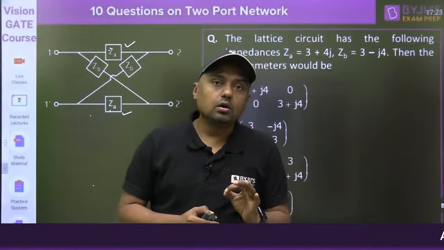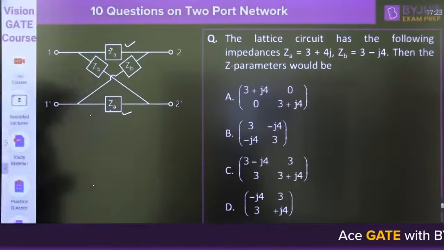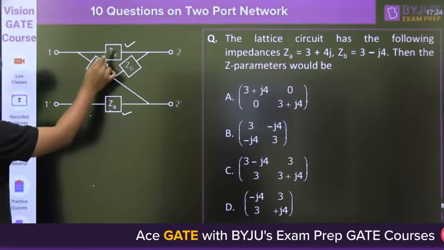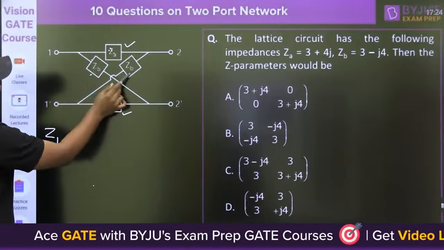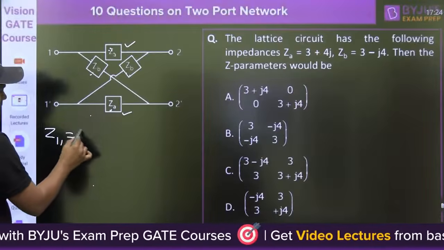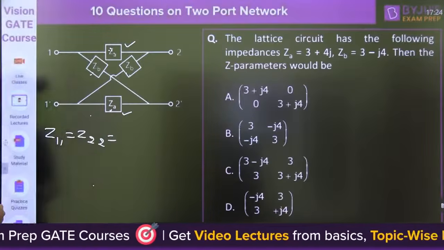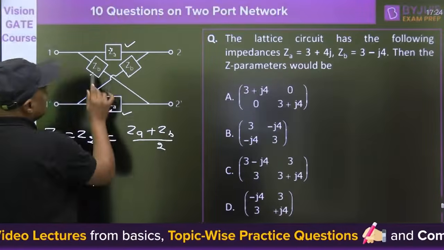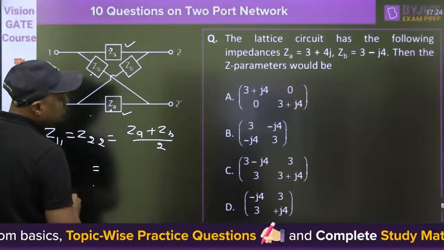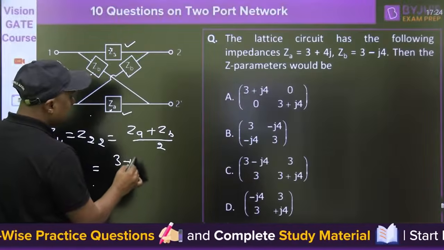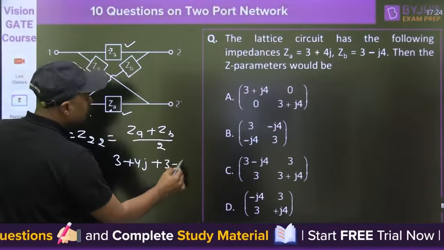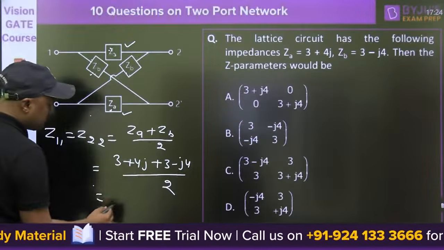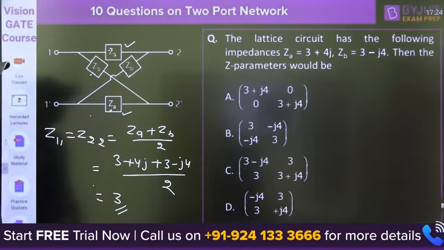Now, this is a symmetrical lattice. When the parallel arms are equal, ZA, ZA, and the series arms are equal, ZB, ZB, it is called a symmetrical lattice. Then Z11 is equal to Z22. What is Z11 equal to Z22? It is (ZA plus ZB) by 2. So what is the value? ZA is 3 plus 4j, ZB is 3 minus j4, upon 2. The j4 cancels, and 6 by 2 is 3.